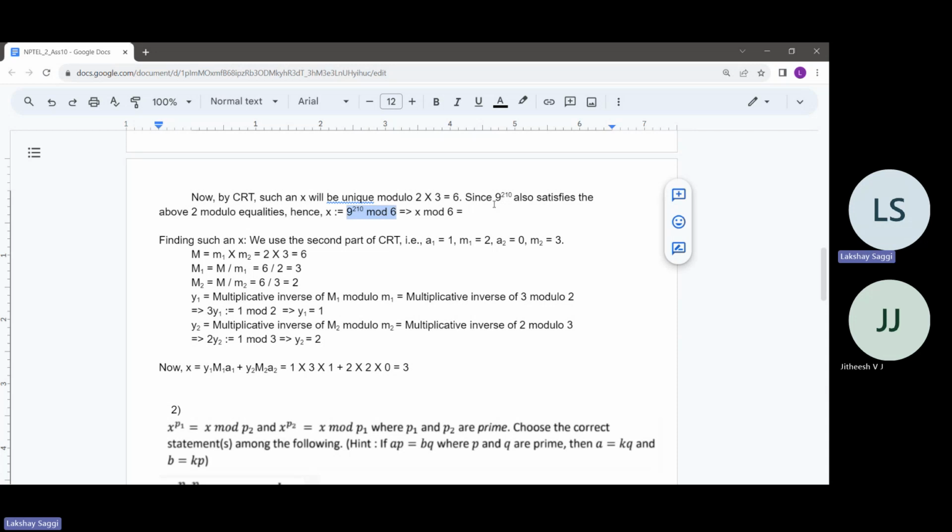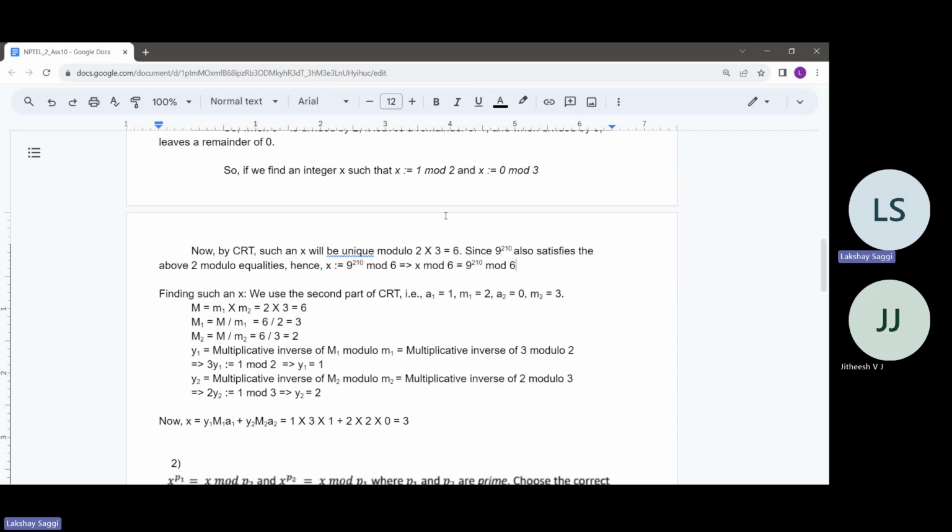So if any x satisfies these two equalities, then that x is unique modulo 6. What does that mean? That means x mod 6 will be equal to 9^210 mod 6 also. And we have x equals 3 here, and 3 mod 6 is actually equal to 3 only. So 9 to the power 210 mod 6 will actually be equal to 3 only. I'll just write it down. Hence, maybe I'll just put this equality again.